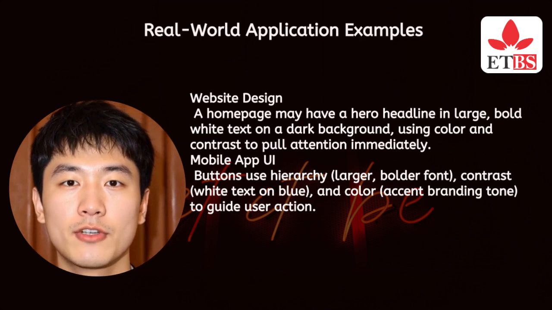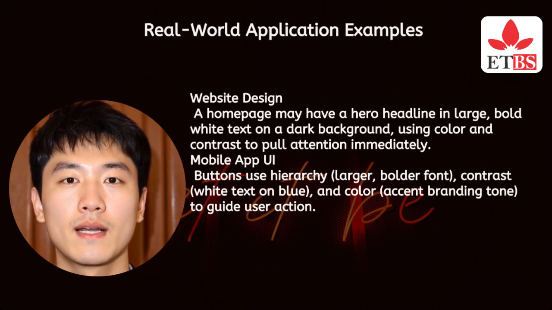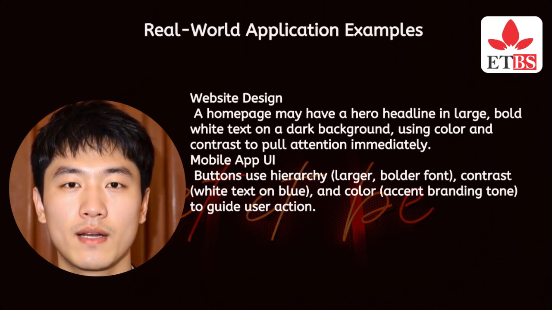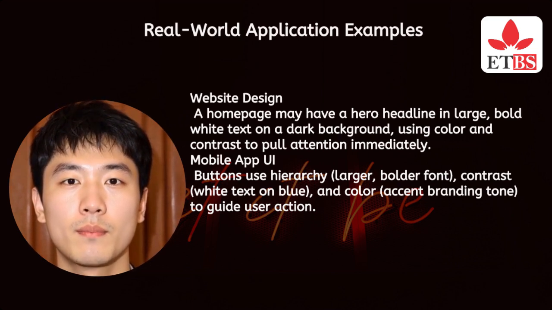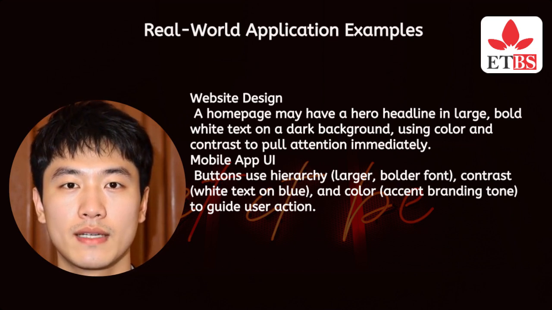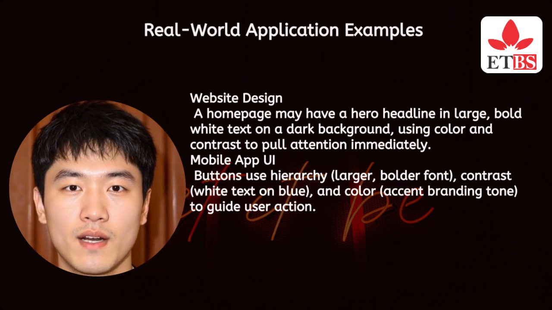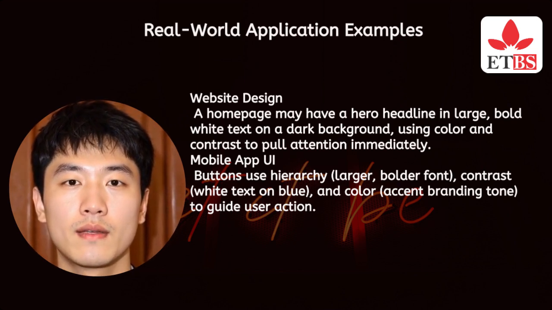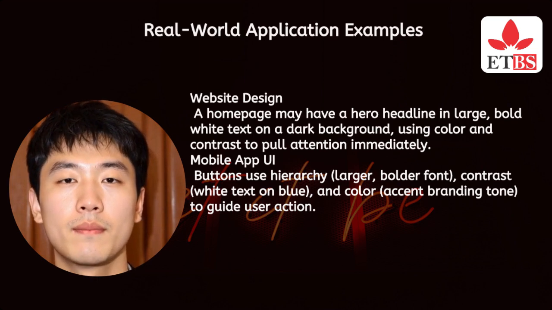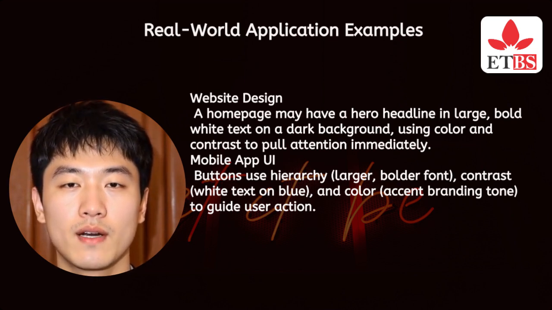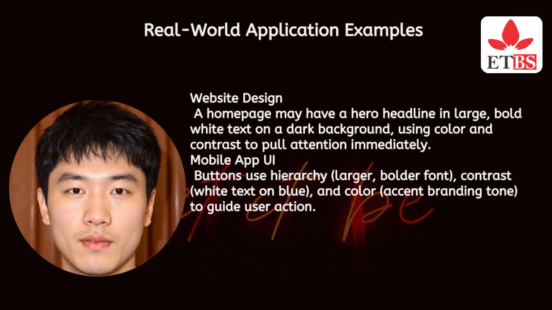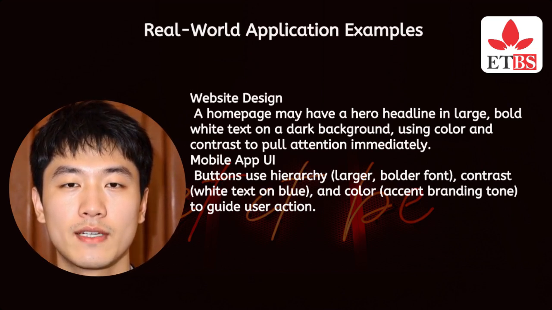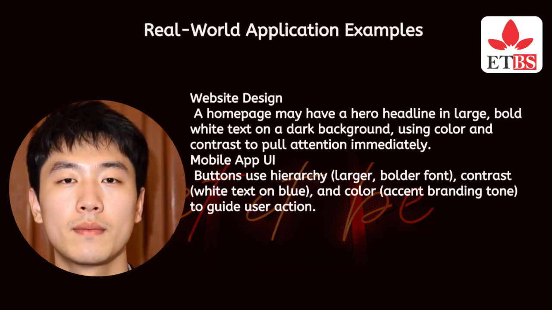6. Real-world application examples. Website design: a homepage may have a hero headline in large, bold white text on a dark background, using color and contrast to pull attention immediately. Mobile app UI: buttons use hierarchy, larger, bolder font, contrast, white text on blue, and color, accent branding tone, to guide user action. Poster design: contrast in scale and color is used to create drama and visual rhythm, while hierarchy ensures the event title and date are noticed first.